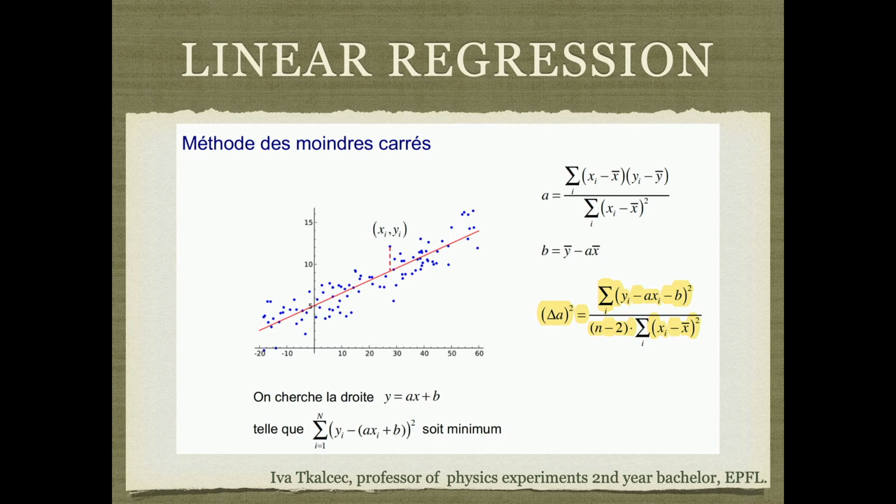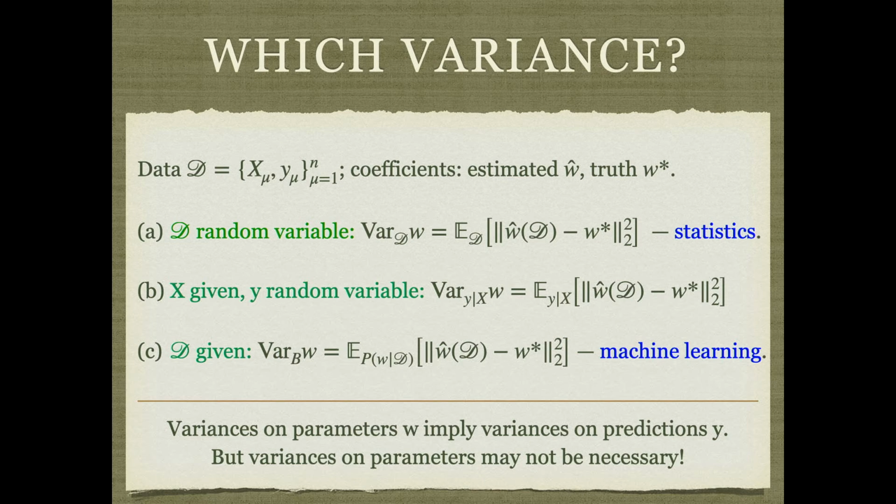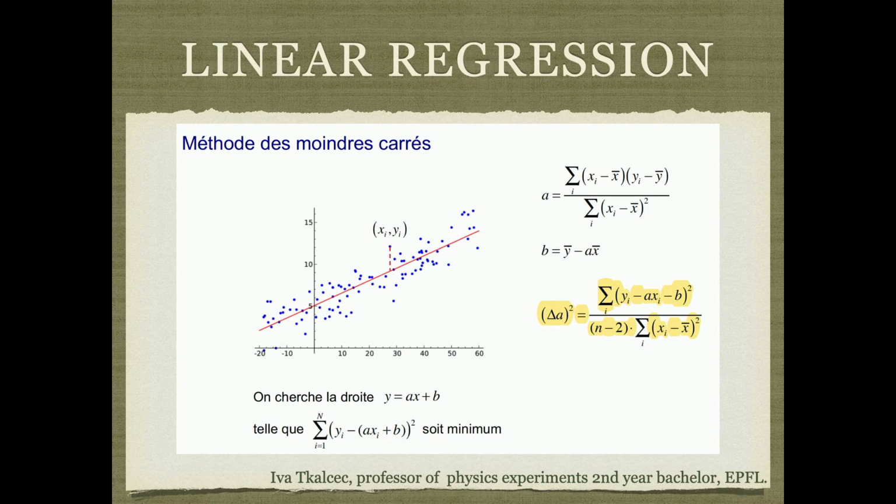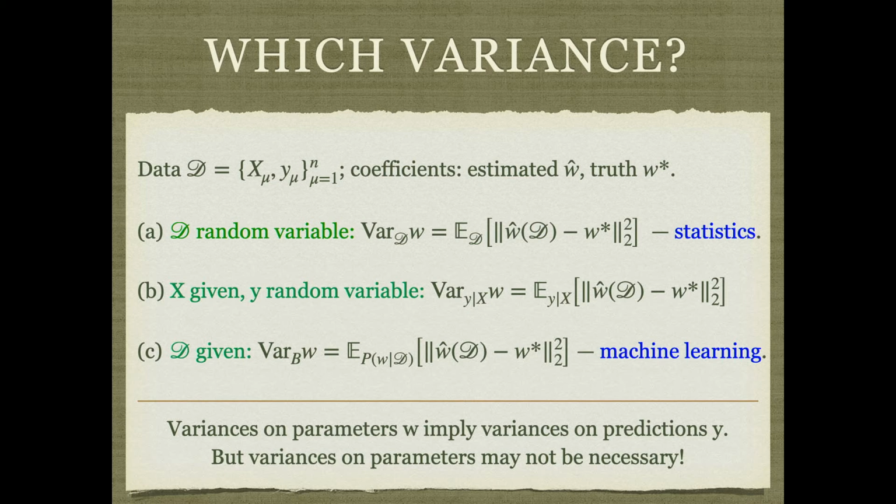So, okay, let me ask you a question about that. Once again, this is a formula that I think all the physics students used. So if you have physics background, you have used it. So which variance is that actually? We have some data here, so that would be the inputs and the labels, and then there are coefficients. Let's assume that there are some ground truth coefficients that describe the true physics. The true physics may not even be a line, but okay, there are some ground truth coefficients, let's assume. And then there are the ones that we estimate.